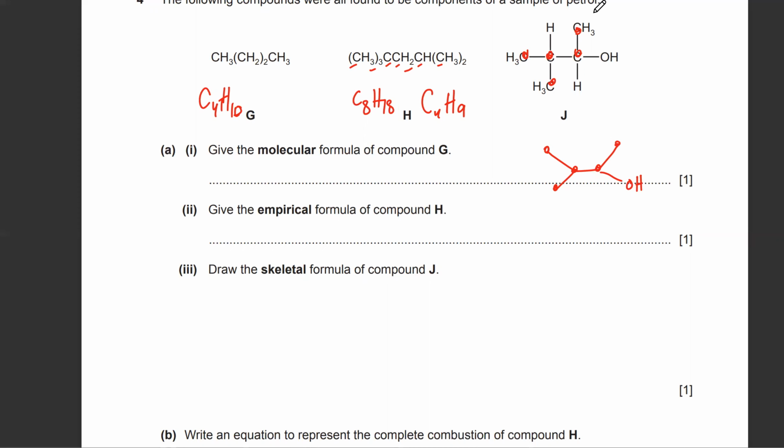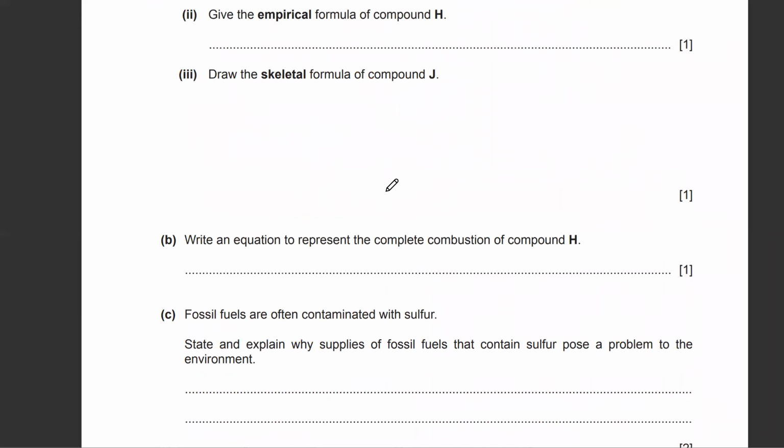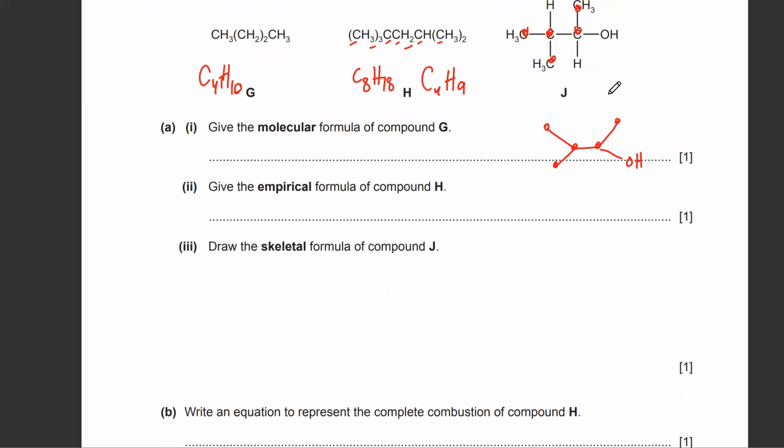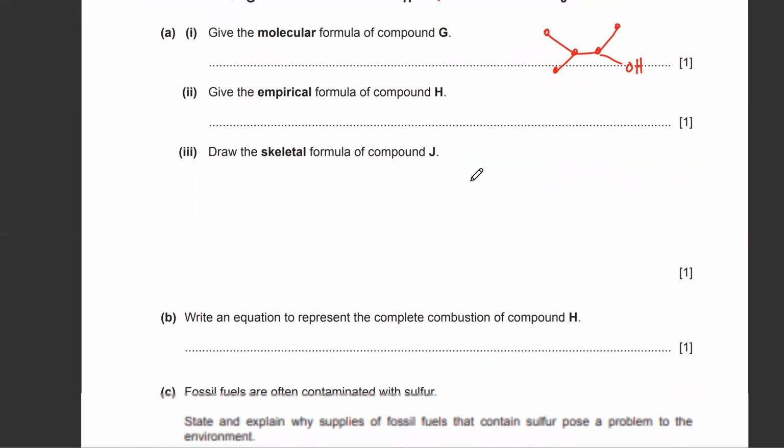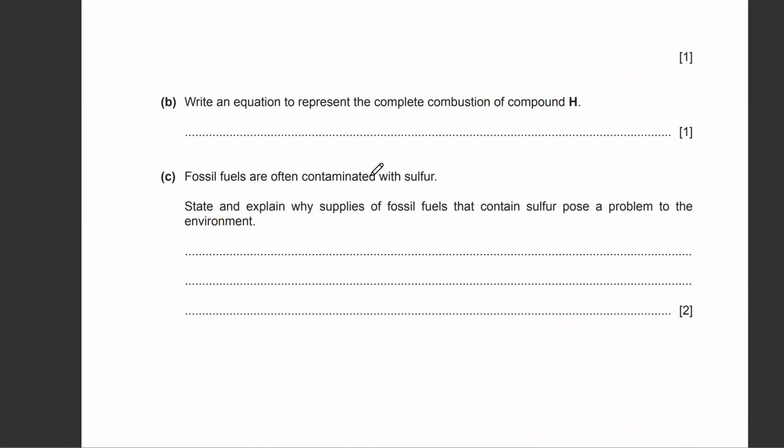अच्छा, अब ये कि a combustion product of H, both आसान है. It's going to be carbon dioxide and H2O, right? So fossil fuels are often contaminated with sulfur. Can you explain why supplies of fossil fuels are a problem? तो acid rain का बता दो कि sulfur burns, sulfur it turns into SO2 when fossil fuels burn.